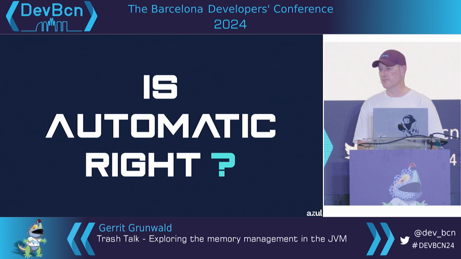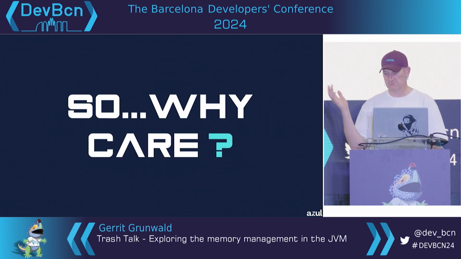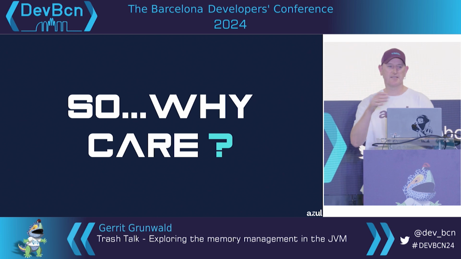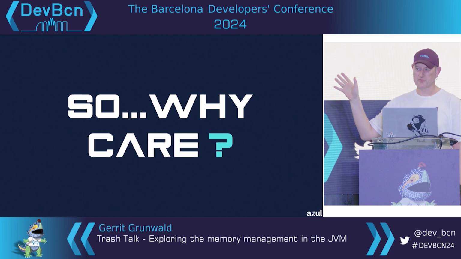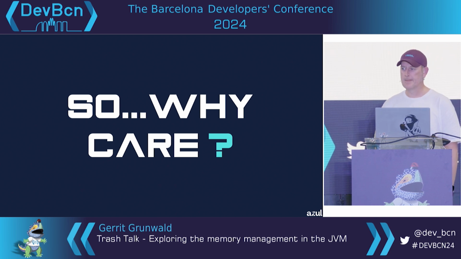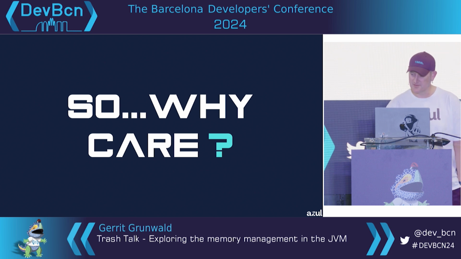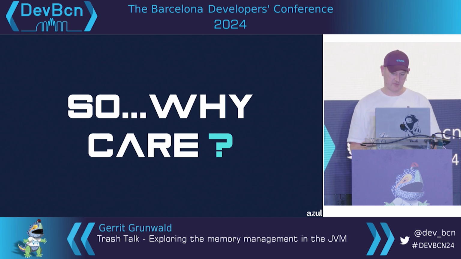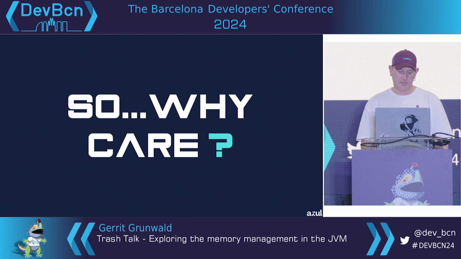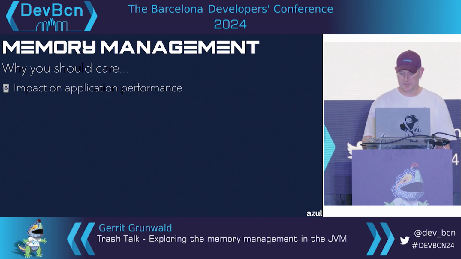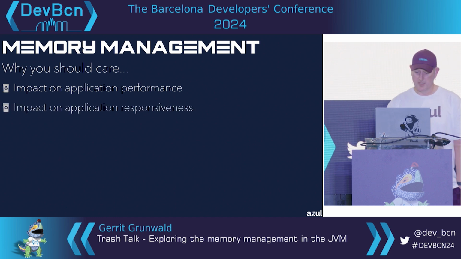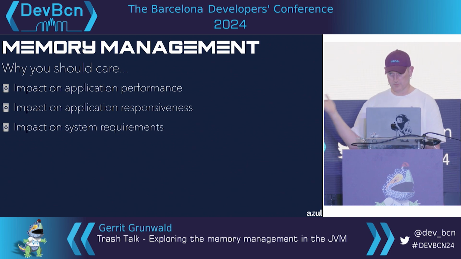Memory management in the JVM is automatic, right? So why care? Who's here in the audience really setting explicitly a garbage collector in production? One. And the rest is just trusting that everything's fine, right? Which is good. It's a sign that it works, so people did the right job when they created the garbage collectors and the default garbage collectors. Nevertheless, garbage collection has an impact on application performance, on responsiveness, and also on system requirements when you run your application.